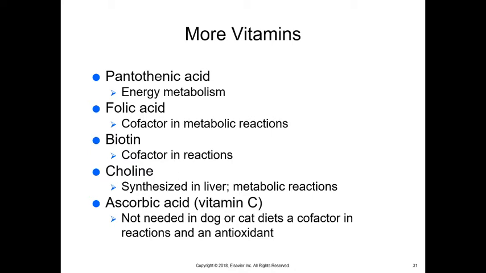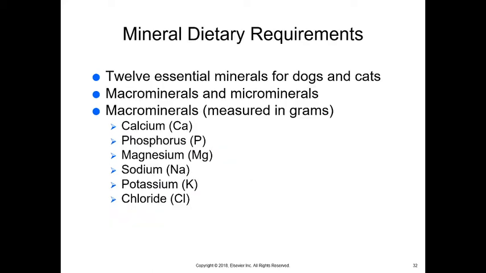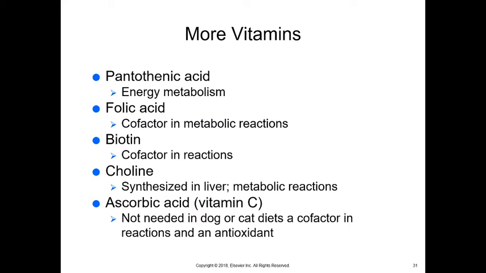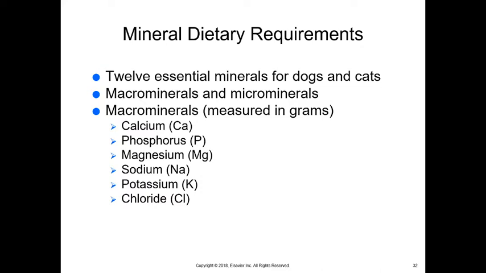And then finally, vitamin C, which is known as ascorbic acid. It's not needed in a dog or cat diet, but it's a cofactor in reactions, and it's an antioxidant, and it's something that can be helpful in a dog and cat diet. Vitamin C, by the way, is essential in a guinea pig diet. Guinea pigs must get vitamin C every single day of their life, and it's got to be fresh vitamin C. So we often recommend strawberries, oranges, carrots as a source of daily vitamin C in a guinea pig diet. Otherwise, they get scurvy.